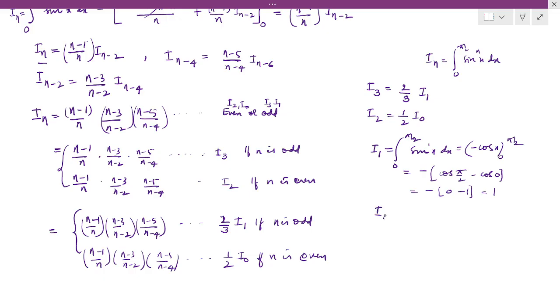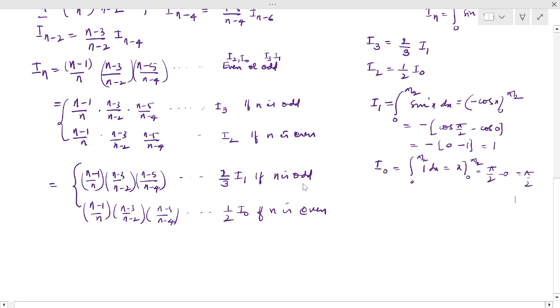Similarly you can find I0, from 0 to pi by 2. Sin raised to 0 is just 1, so 1 dx. Integration of 1 is x between 0 to pi by 2. Substitute upper limit minus lower limit. The answer is pi by 2.